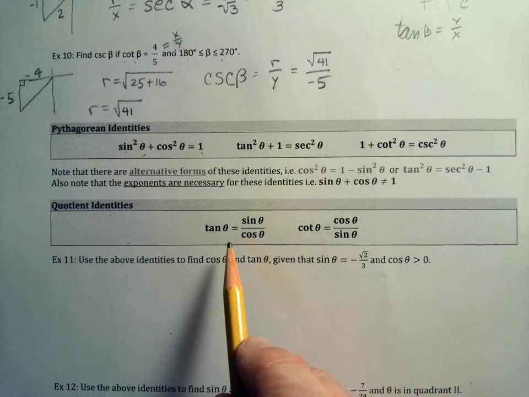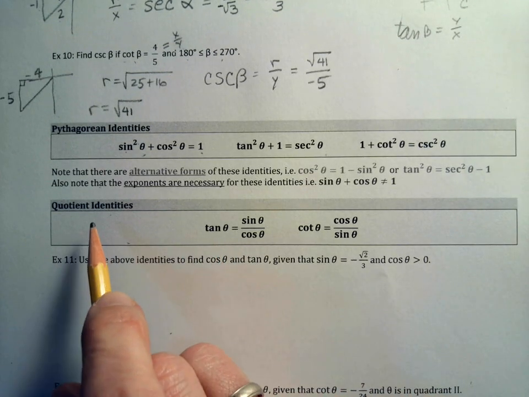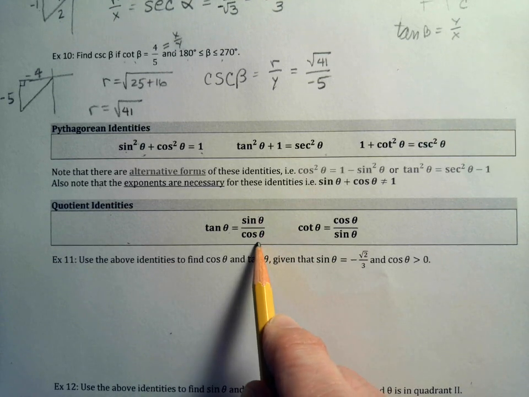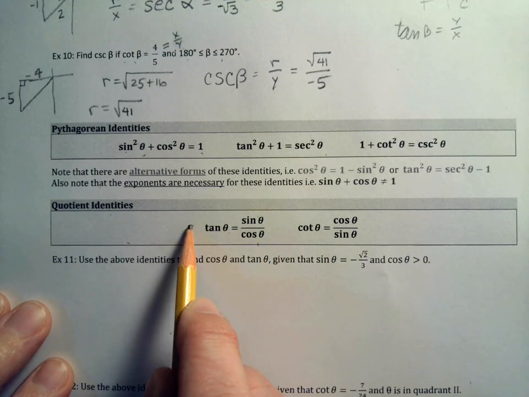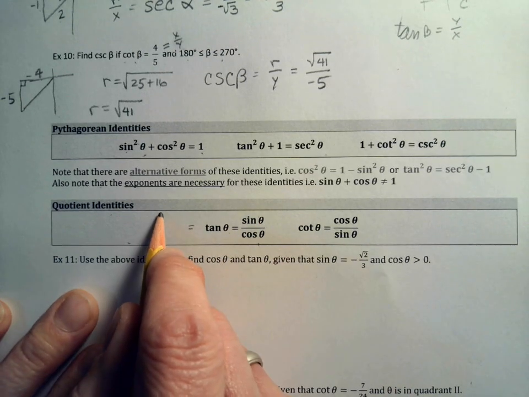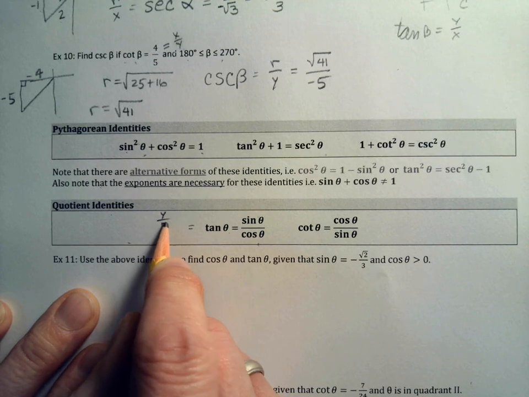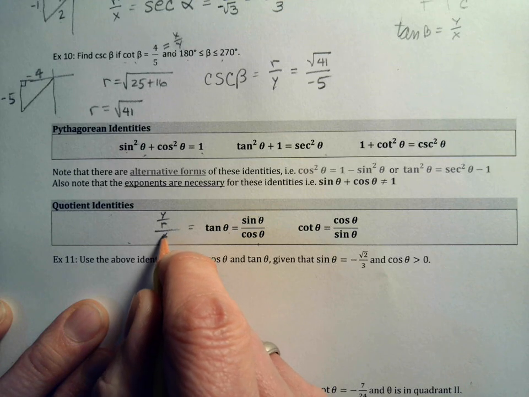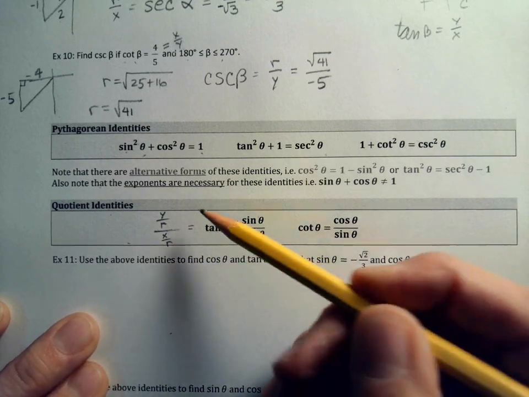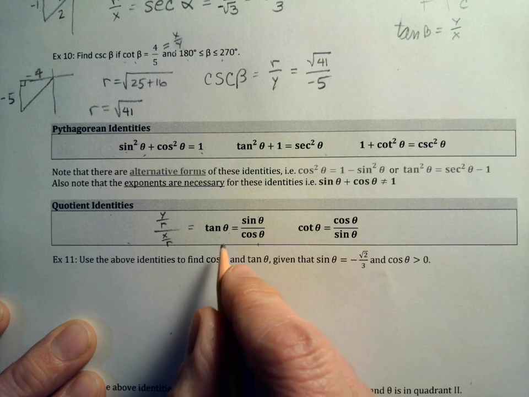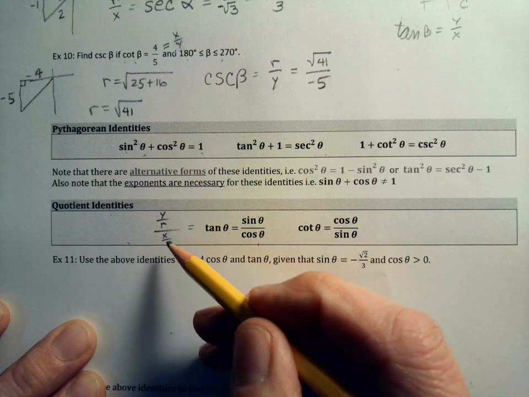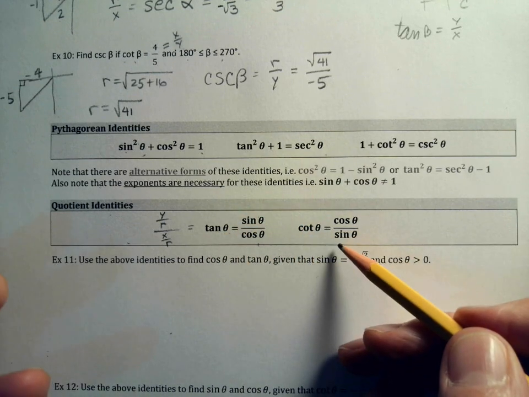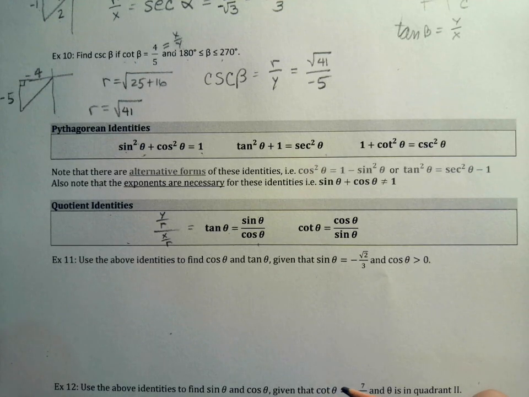All right, and then one more set of identities is what we call the quotient identities. So tangent theta is equal to sine theta over cosine theta, which is kind of easy to show if you think about it. What is sine theta? Sine theta is y over r. And what is cosine theta? It is x over r. So, simple algebra shows us that tangent, which we know is y over x, is, of course, equal. And you can use similar logic to show that these are true as well.